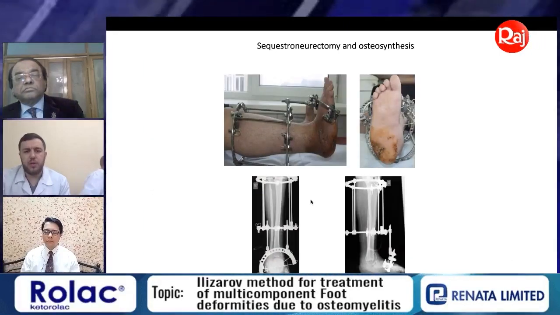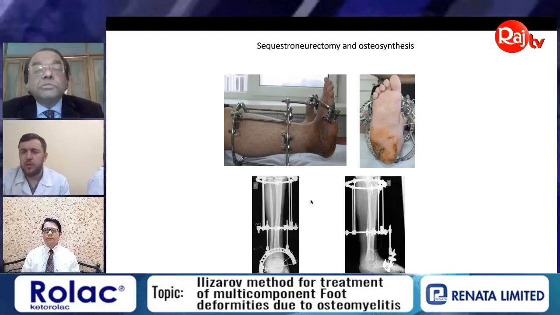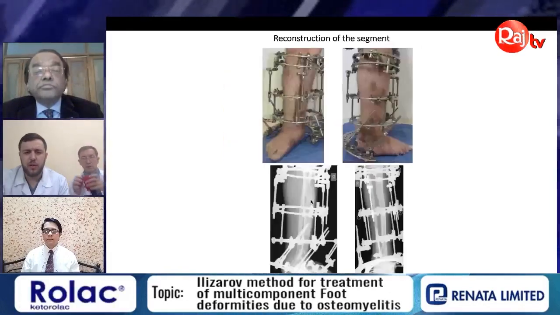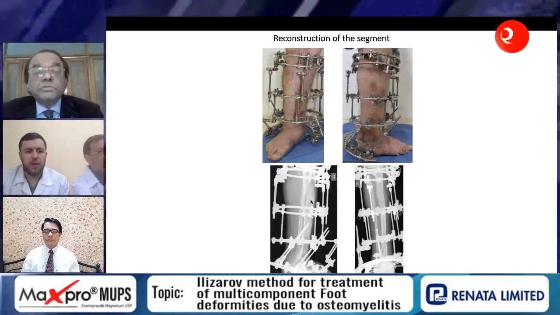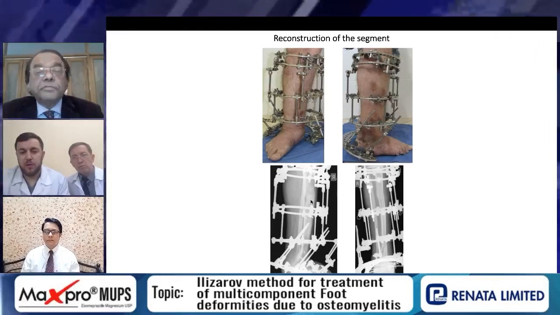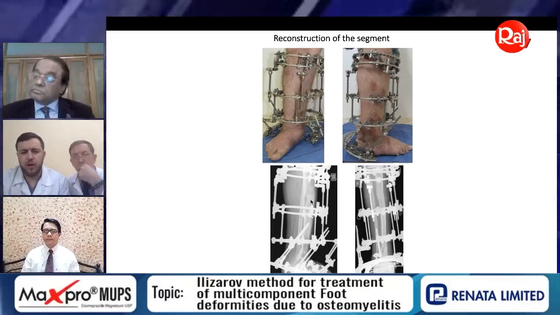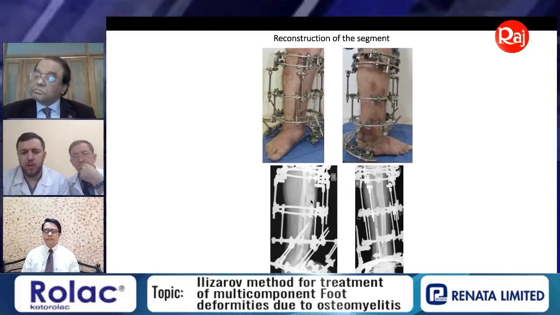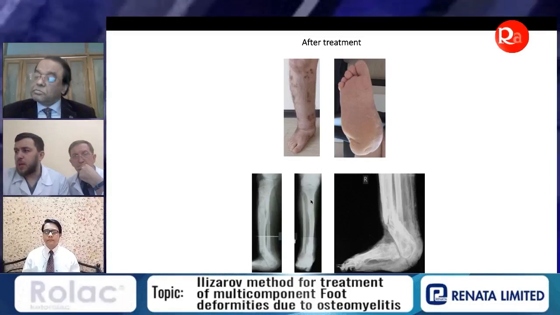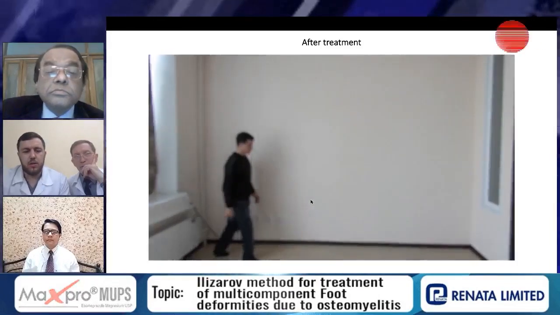In the first stage sequestronecrectomy with Ilizarov fixator was done. But after that sequestronecrectomy, the patient had a total bone defect of the hindfoot, and for healing that bone defect a reconstruction was made, like I showed in my previous presentation in our previous meetings. The bone defect was healed by staged osteotomy of the tibia, and after treatment the patient has good results, no recurrence of infection, and good walking, and in that video you can see it.